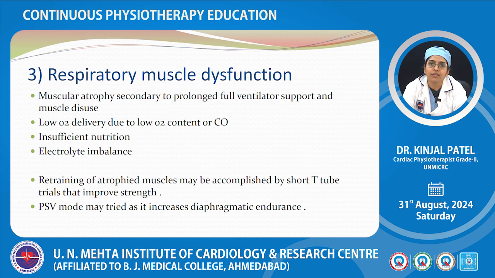Then respiratory muscle dysfunction. Muscle atrophy is secondary to prolonged full ventilatory support and muscle disuse. Low O2 delivered due to low O2 content or CO2. Then insufficient nutrition and electrolyte imbalance. Retraining of respiratory muscle may be accompanied by a short T-tube trial that improves strength. PSV mode may be trialed as it increases diaphragmatic endurance.